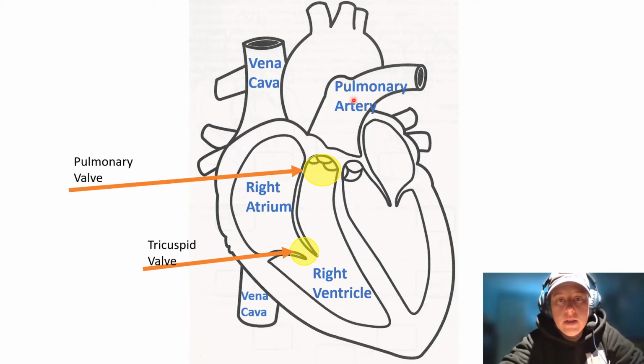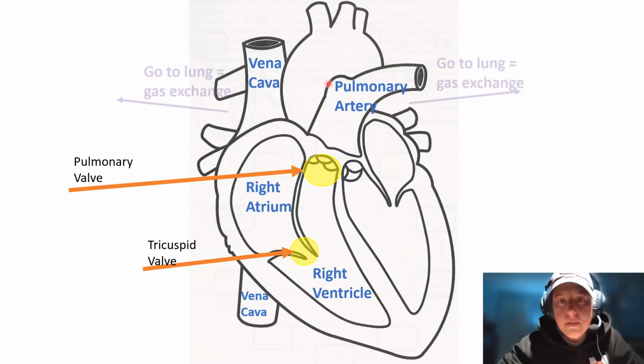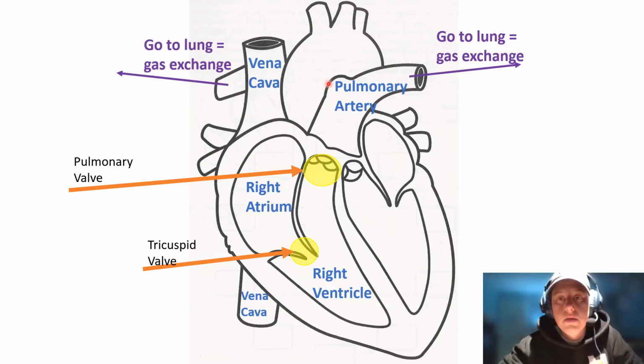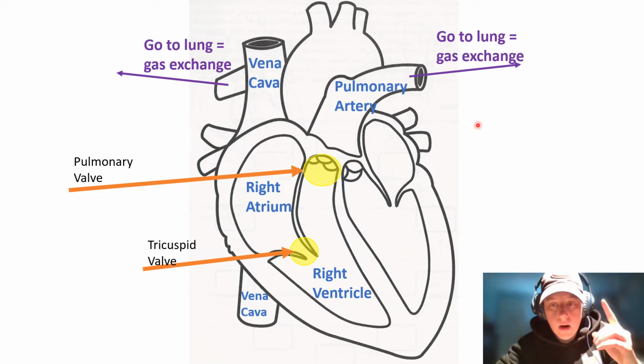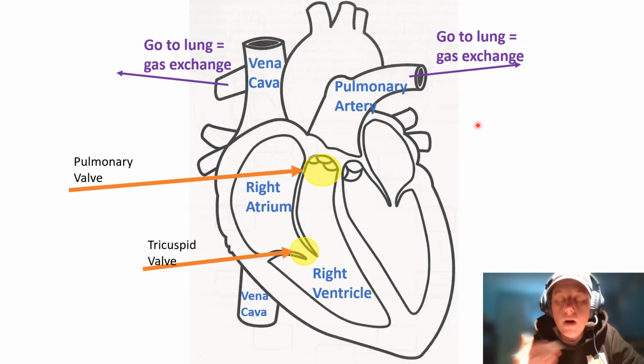The pulmonary artery splits into two, so we have the left side and the right side because we have two lungs, one on the left, one on the right, and the blood goes to the lungs for gas exchange. So right here, this blood was deoxygenated, so high in carbon dioxide, low in oxygen. When it goes to the lungs, it gets oxygenated. So the carbon dioxide leaves the blood and oxygen enters the blood.